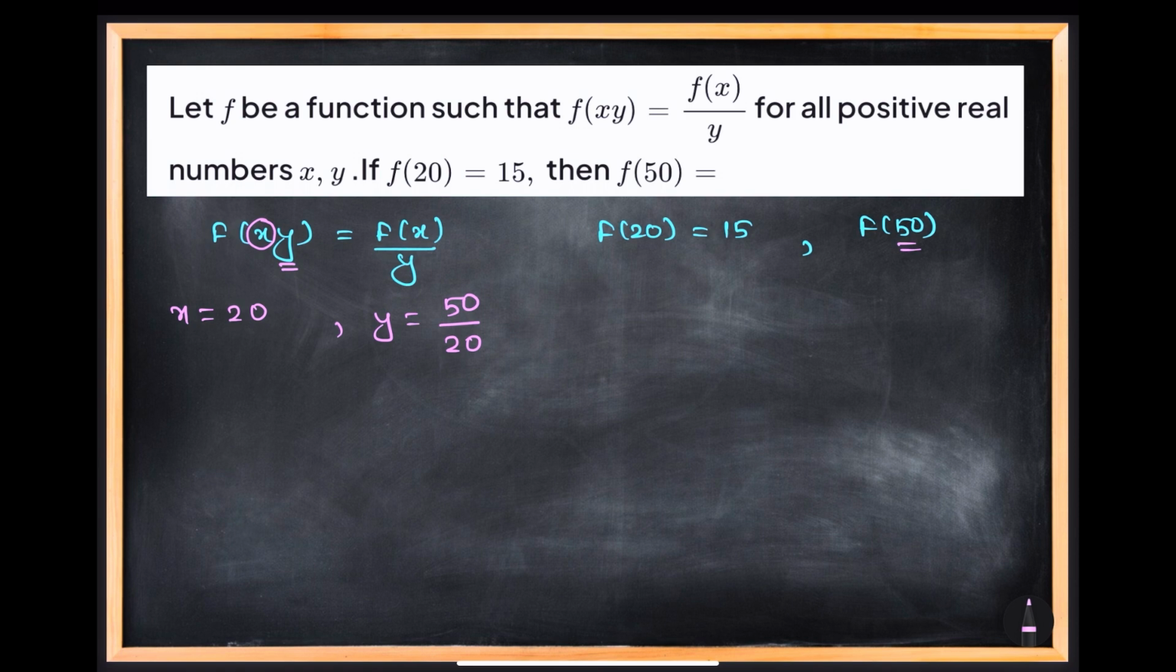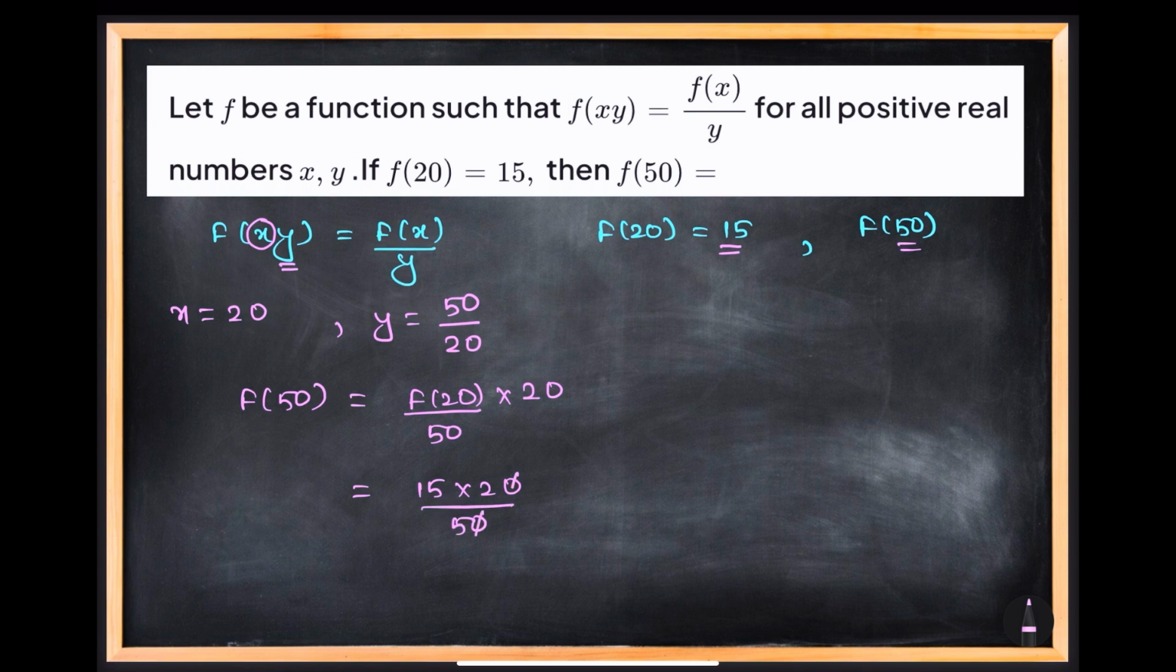Correct? So look at this, on the left hand side we will be left with f of 50 and on the right hand side we will be left with f of 20 upon 50 by 20. Now, do you know what f of 20 is? f of 20 is nothing but 15. So 15 times 20 by 50.